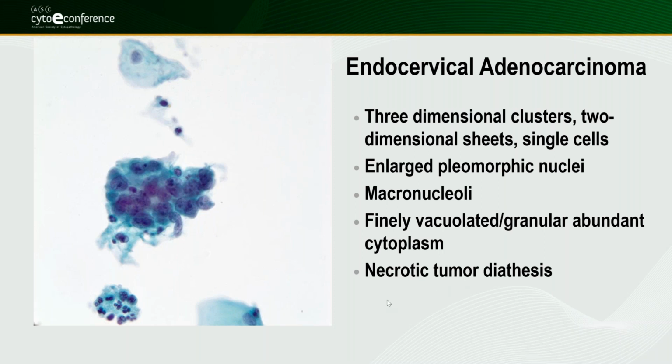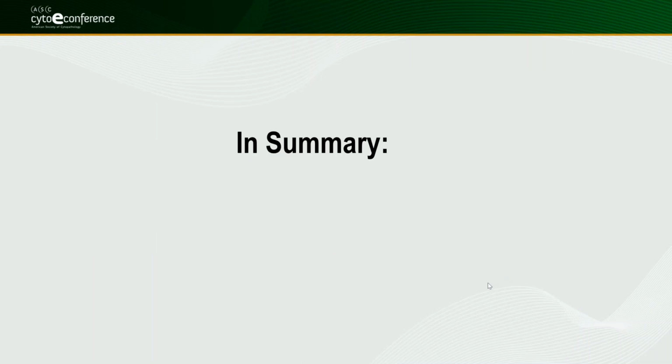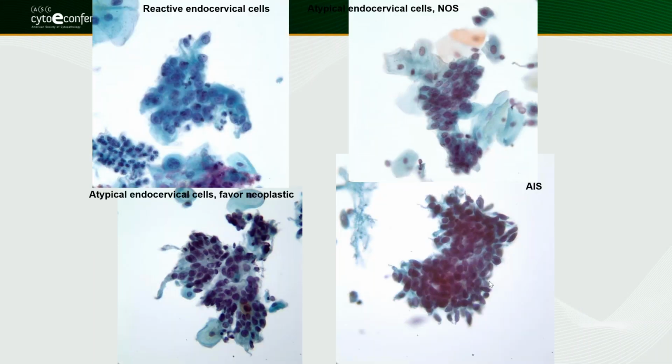And you'll see a necrotic tumor diathesis, a little bit here and there. Again, some more pictures of endocervical adenocarcinoma, some tumor, but you feel like there is a granular, dirty background, and the tumor cells are larger and have macronucleoli and abundant granular cytoplasm. And this is in summary of the atypical endocervical cells.